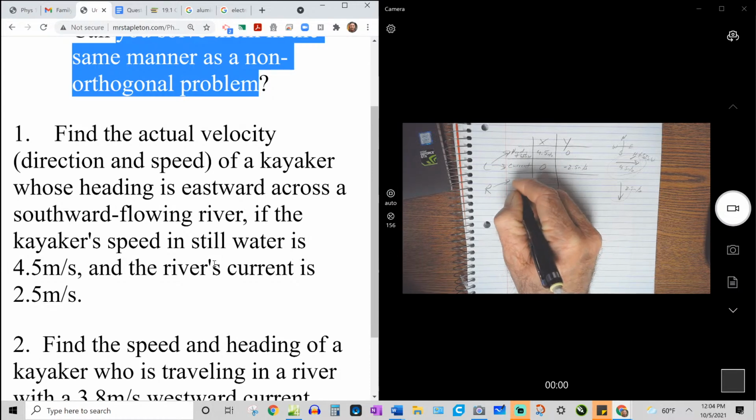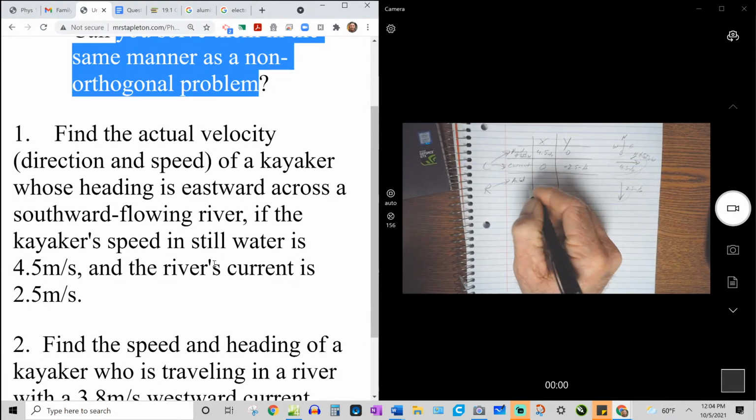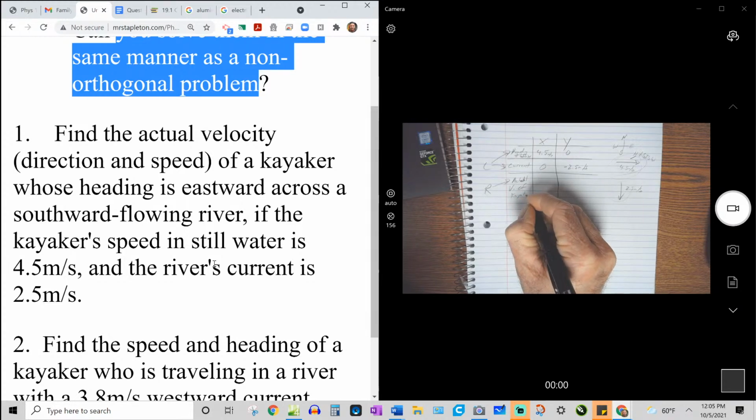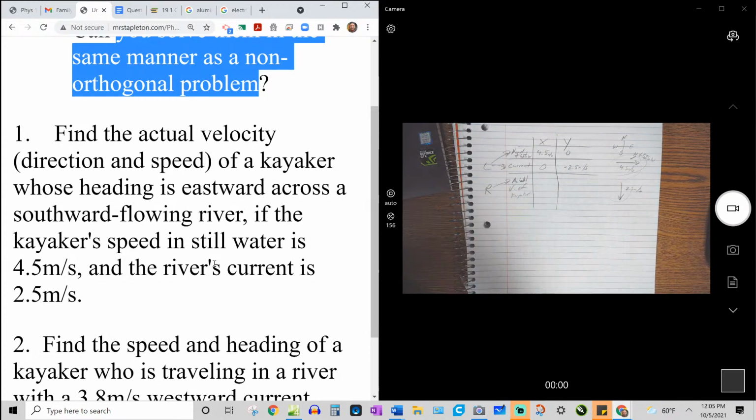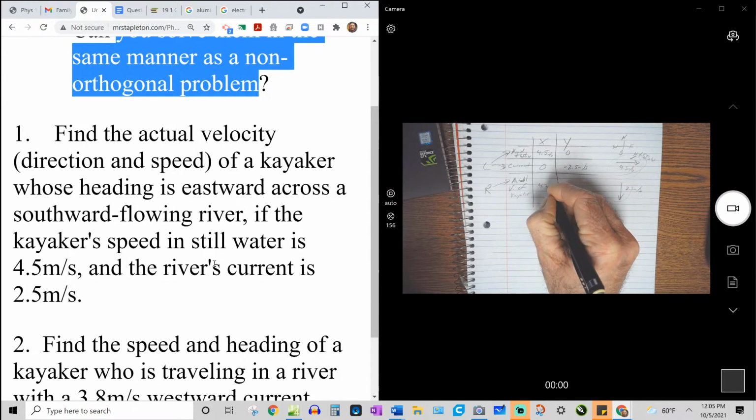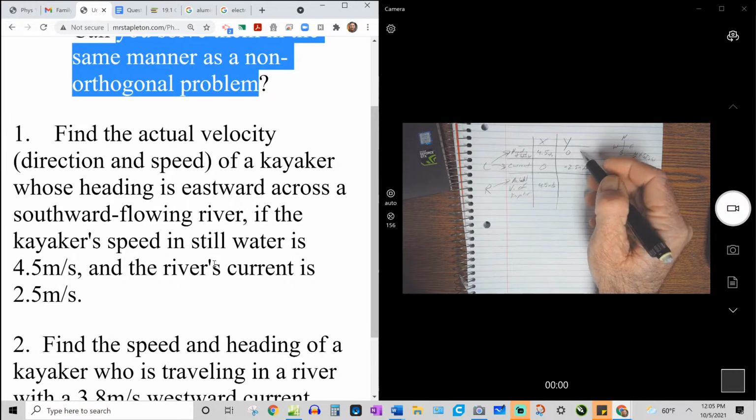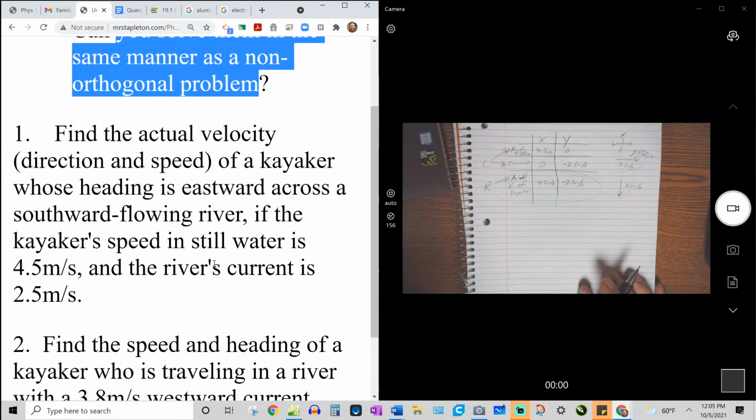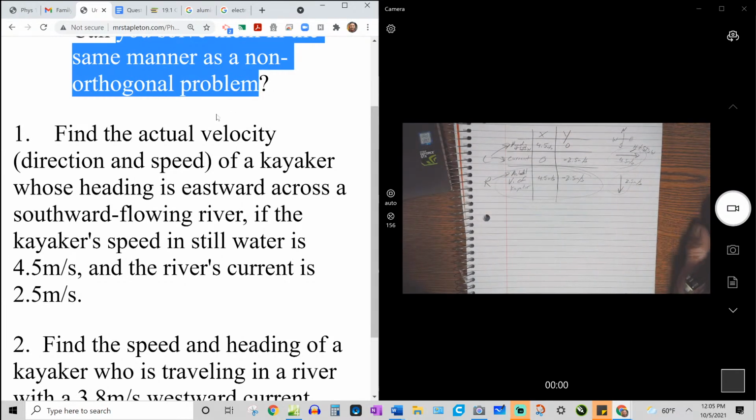So the resultant is the actual velocity of the kayaker, and that means relative to the Earth. So that's just the sum of these other two. 4.5 plus 0 is 4.5, and 0 minus 2.5 is negative 2.5. So I can visualize now the kayaker's actual velocity. Let me switch to this screen, make it bigger.